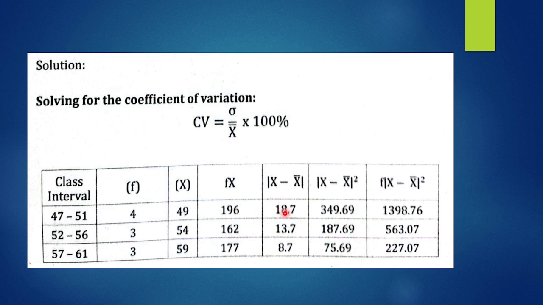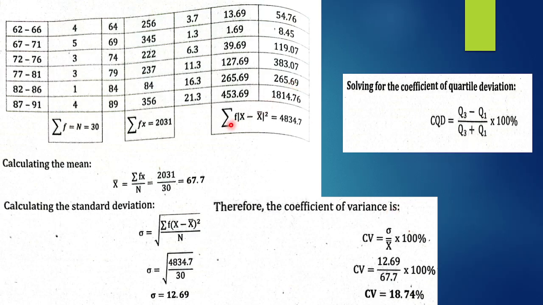And then we square it: if we square 18.7, it becomes 349.69. And then we multiply it by the frequency which is 4. 349.69 times 4, we can have 1398.76. Then just continue filling out the table here, so we can have the summation of f of the absolute value of x minus mean that being powered by 2.